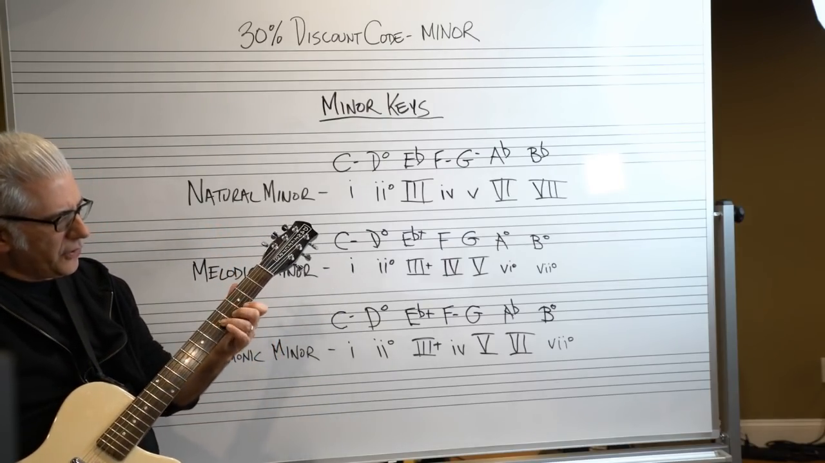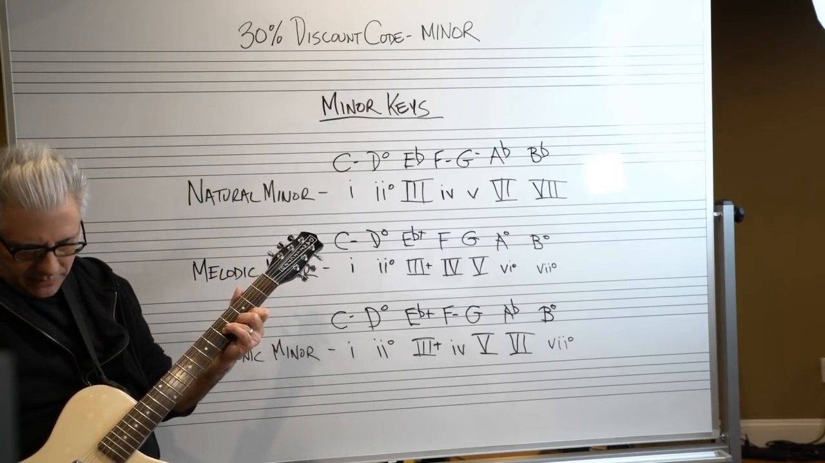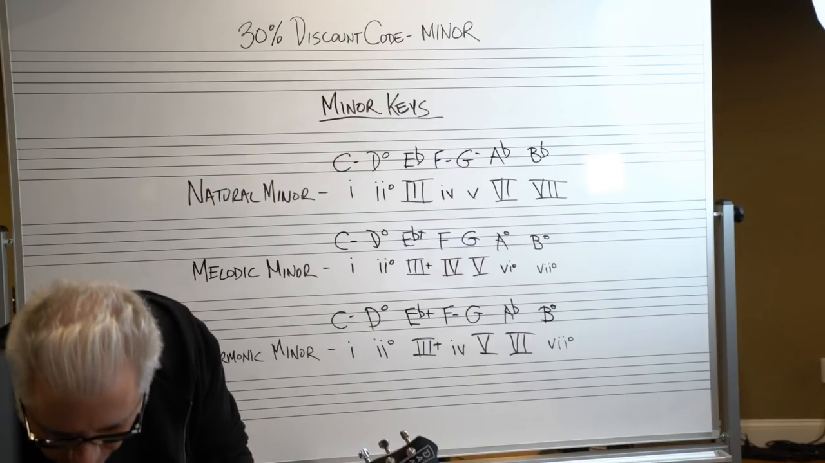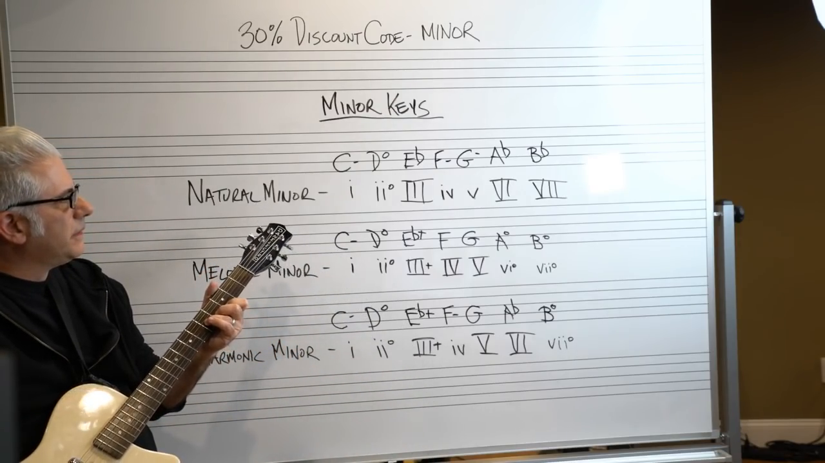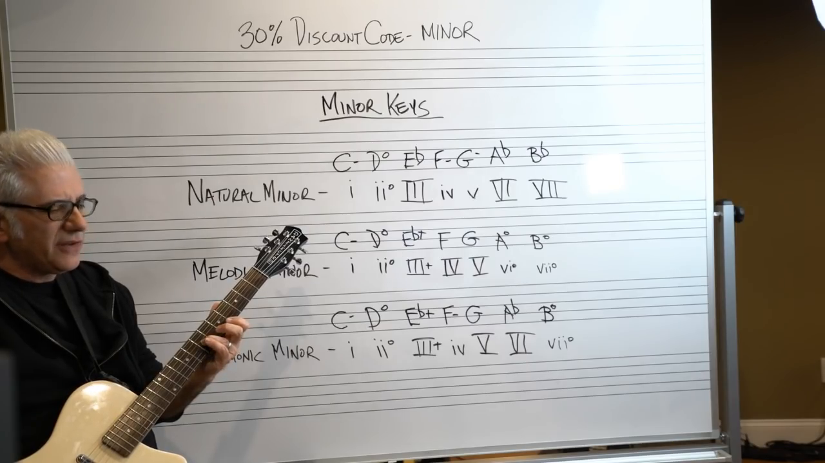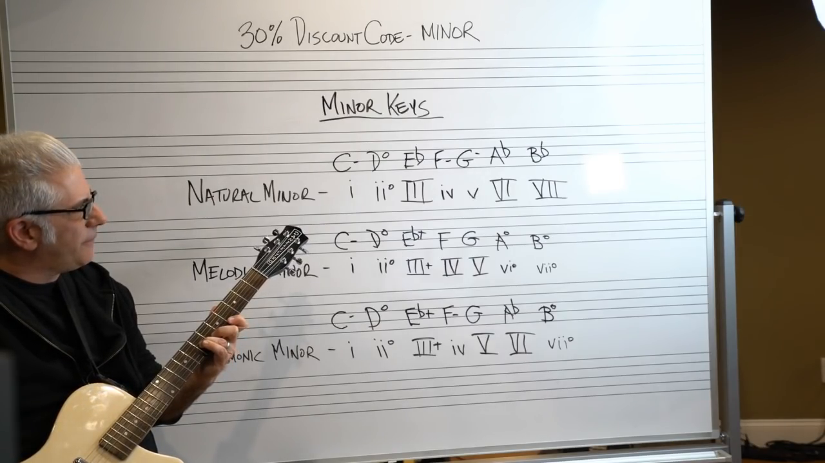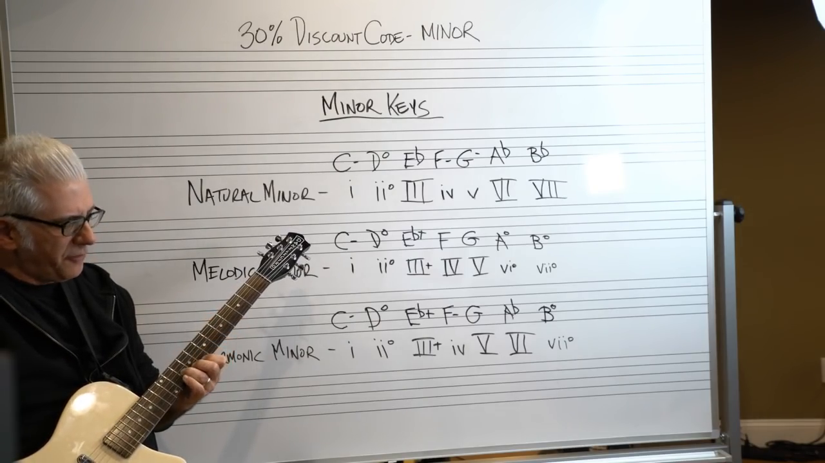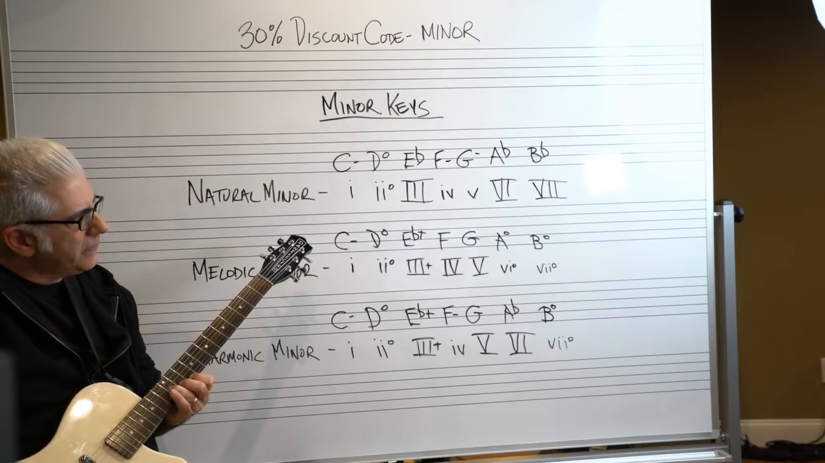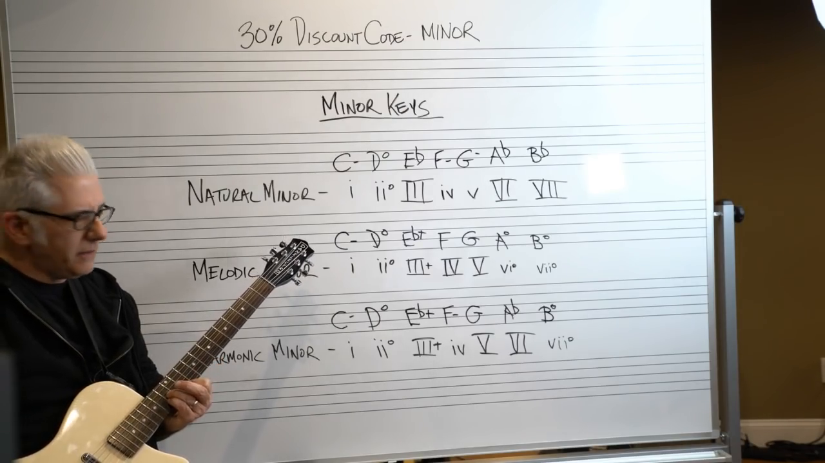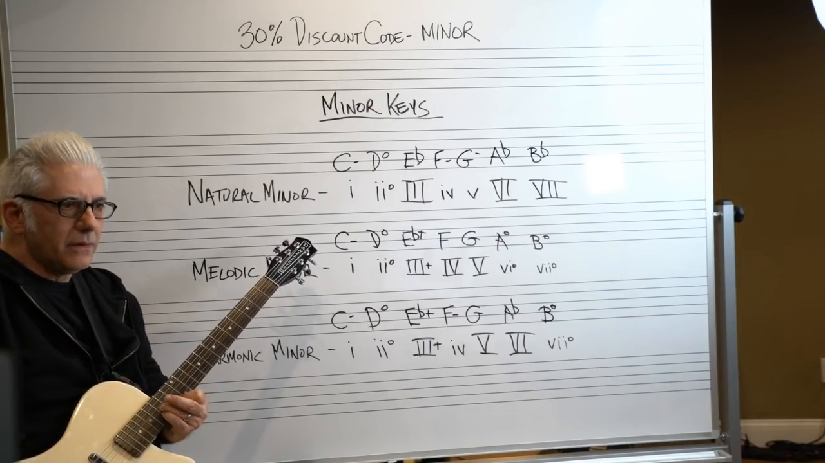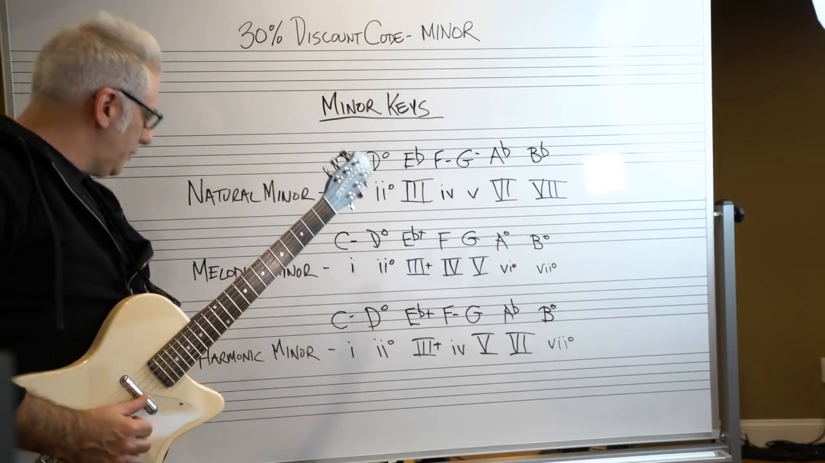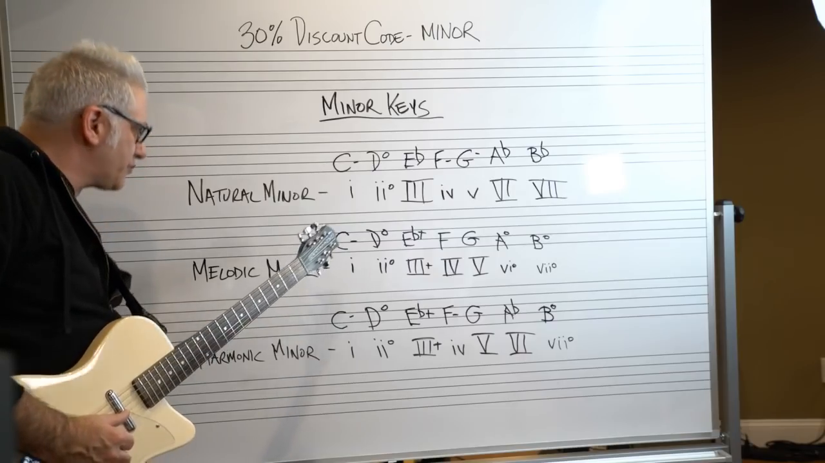Okay, so I'll take C minor. So we get C minor. We have D diminished. Okay, so D diminished, D, F, A flat. Then we have E flat major. We have F minor. We have G minor. We have A flat major. We have B flat major. And then back to C minor. So those are the chords in C natural minor.